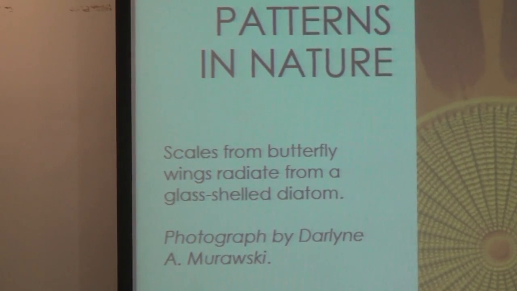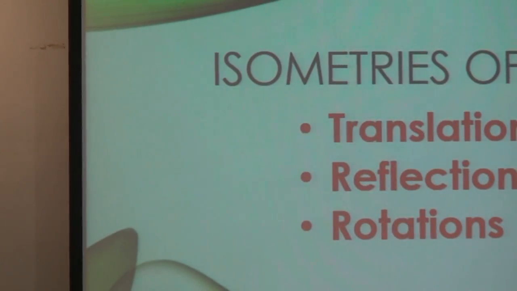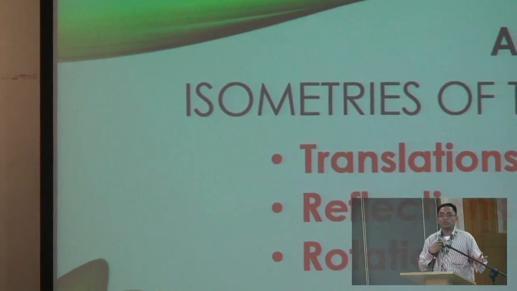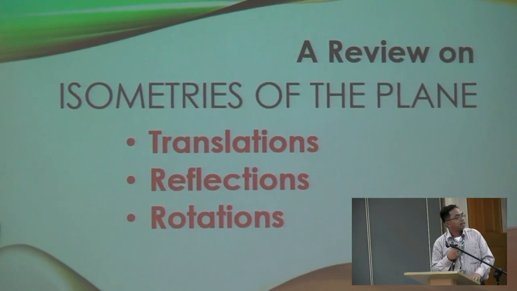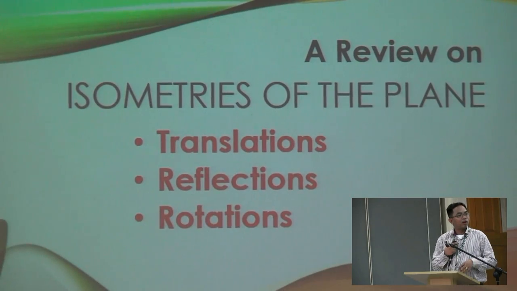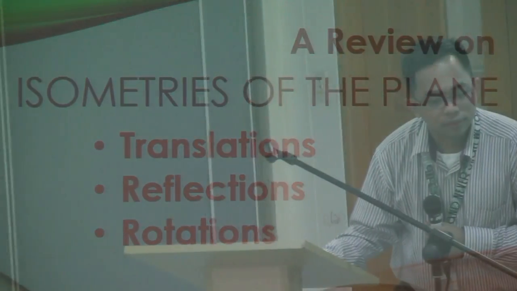So somehow I would like to make a recap, not a recap, hopefully a recall on our previous notions of what do we mean by symmetries? What do we mean by isometries of the plane? So I will discuss the notions of translations, reflections, and rotations, and include other portions like glide reflections, dilations. I think Dr. Lau also mentioned earlier. Okay, what are transformations again?